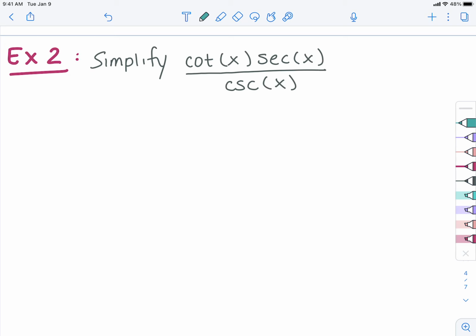Do you have a preference as to which one you want to change first? Do you see one and you're like, oh, I know I can rewrite this as 1 over cosine, or oh, I can rewrite this as cosine over sine? Do you see something you could change?